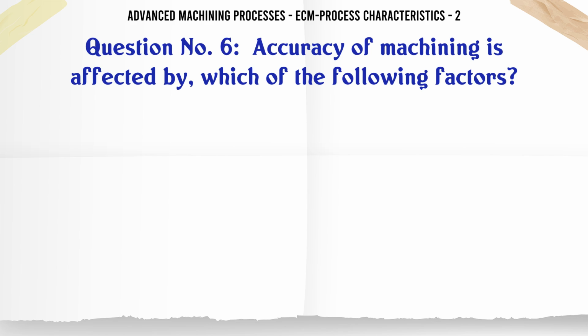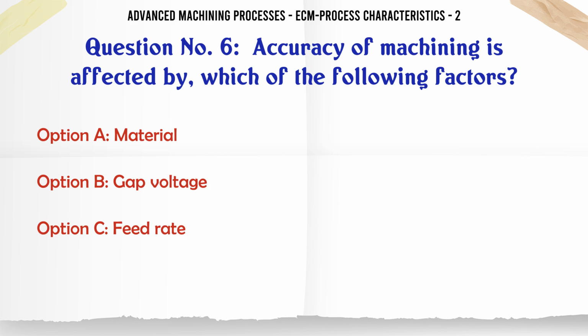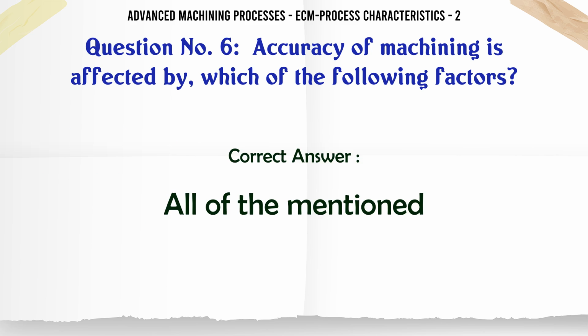Accuracy of machining is affected by which of the following factors? A. Material, B. Gap voltage, C. Feed rate, D. All of the mentioned. The correct answer is all of the mentioned.